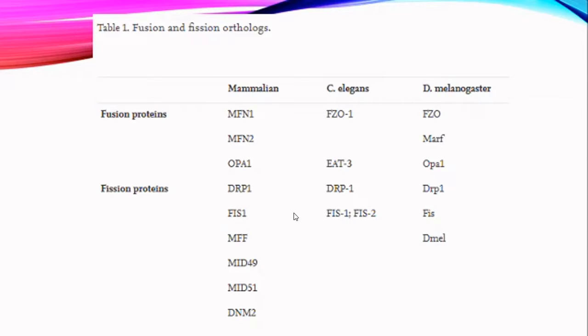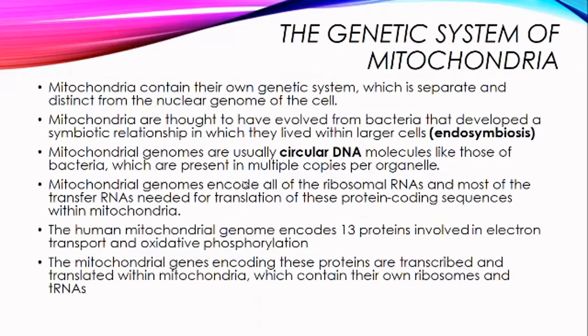Now, for the C. elegans, they have identified three proteins: DRP1, FIS1, and FIS2. While in melanogaster, they have three: DRP1, FIS, DMEL. Now, the common thing of every three species, we have the DRP1 as a common protein for fission.